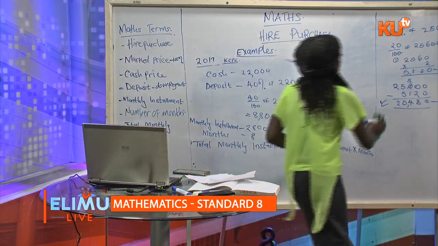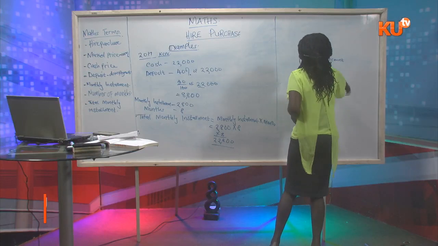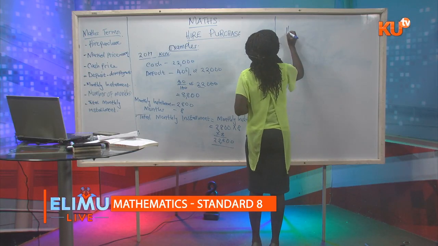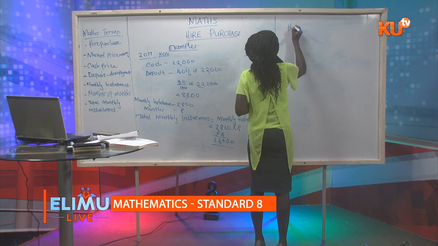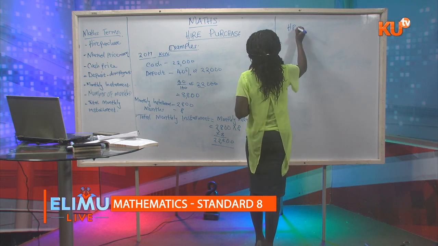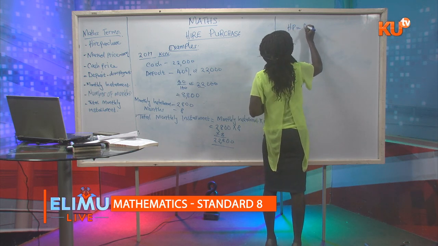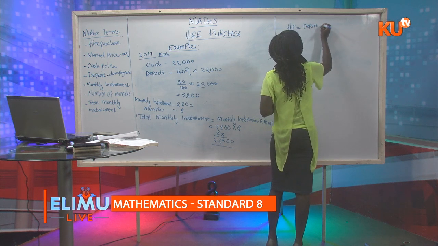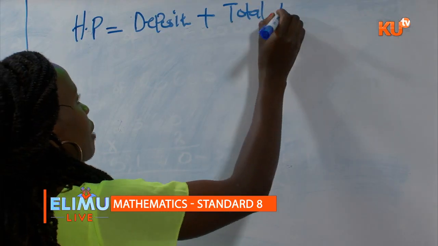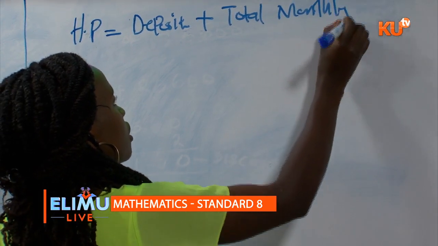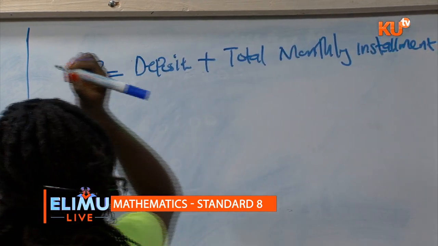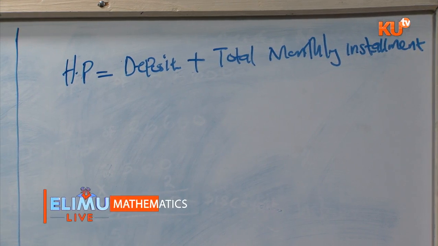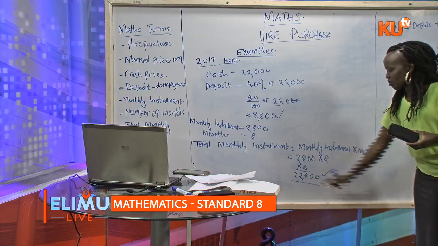We get the hire purchase. So the hire purchase, allow me to shorten HP to stand for hire purchase. To get the hire purchase, we take the deposit plus the total monthly installment. So the deposit is here, 8,800, and then we have the total monthly installment of 22,400.